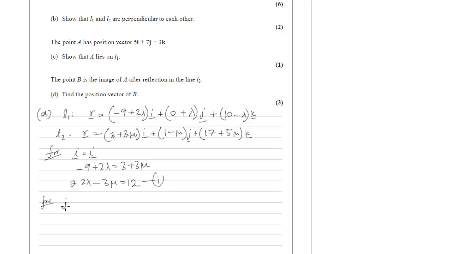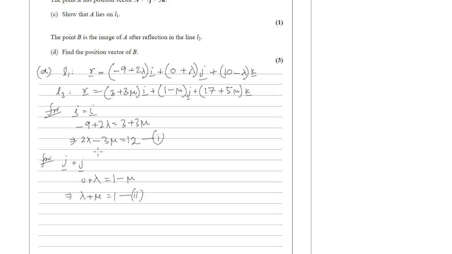Next, for j equals j, this is 0 plus lambda, so 0 plus lambda equals 1 minus mu. So this is going to be lambda plus mu equals 1. So now we have to solve these two simultaneous equations. Remember, we have to show that the two lines intersect. So for that reason, we have to find both the values of lambda and mu. If we just had to find the point of intersection when it is given that they intersect, either lambda or mu would do. But here we have to show that both lie at the same position.